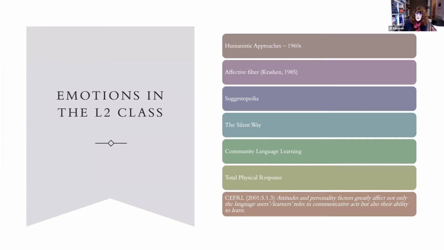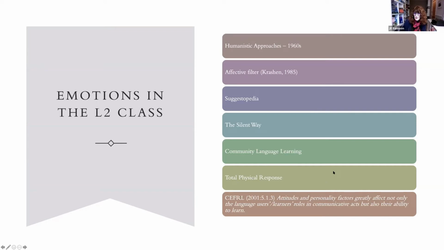Starting here with humanistic approaches to education, which appeared in the 1960s. These put emphasis on holistic learning and taking into account the vital role of feelings and emotions in learning. And then in the 80s with Stephen Krashen and the affective filter. So for Krashen, anxiety experienced during L2 learning creates a filter which prevents learners from progressing. And then follow various methods: Suggestopedia, the silent way, community language learning, total physical response. Many of these were actually inspired by Krashen's affective filter.